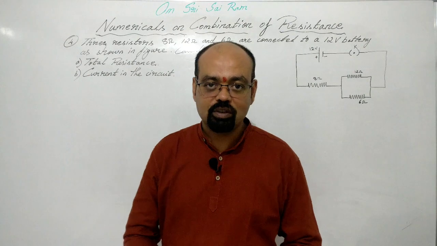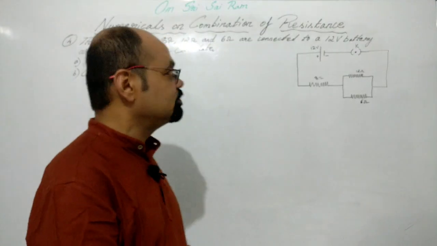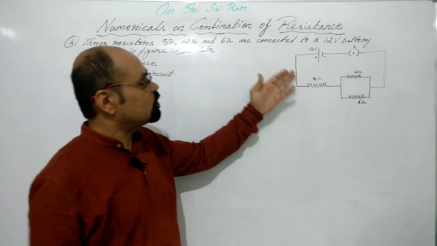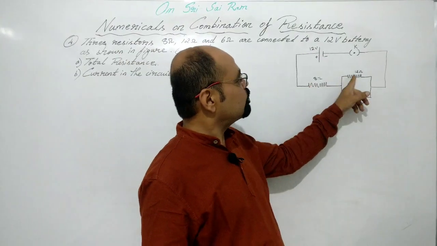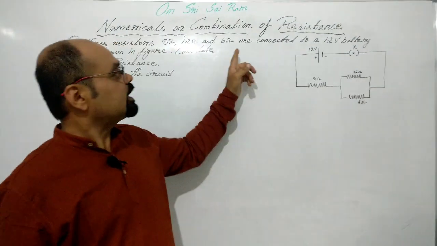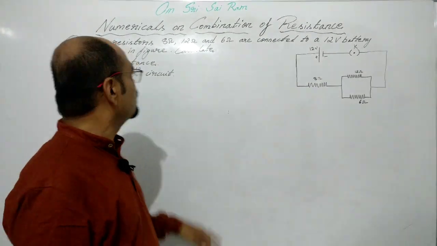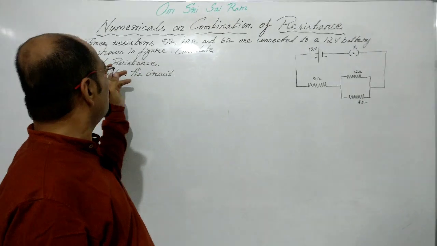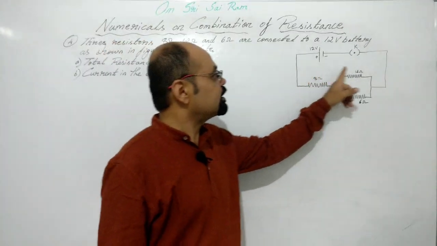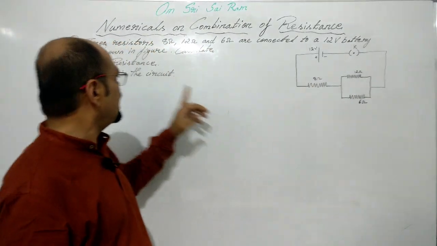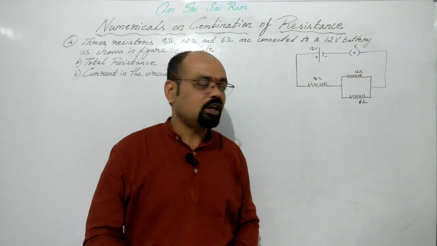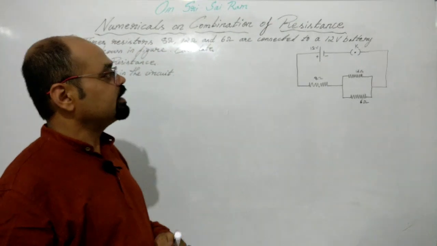Moving on to the fourth sum, here's the sum. It says that three resistors, 8 ohm, 12 ohm and 6 ohm, are connected to a 12 volt battery as shown in the figure. Calculate the total resistance, and the current in the circuit. Current is I, so we have to calculate the current.